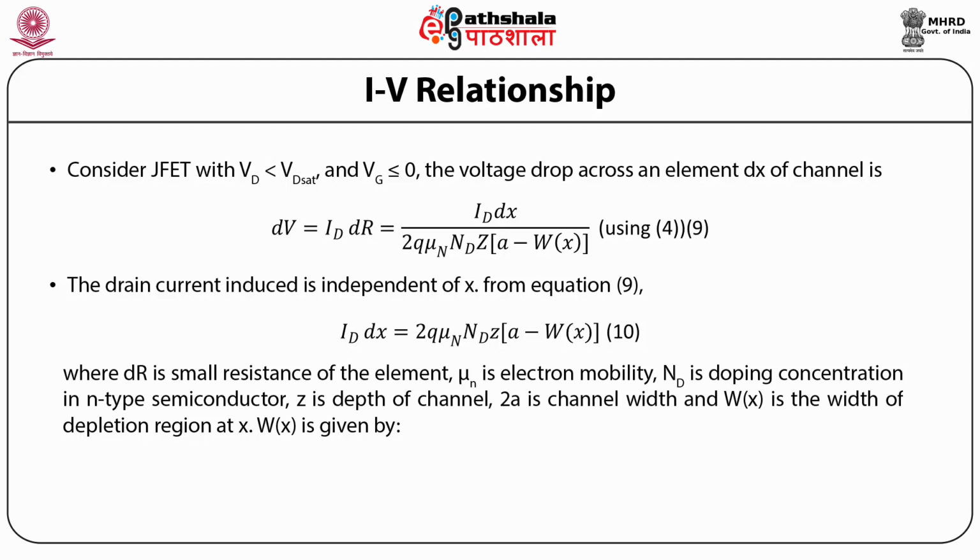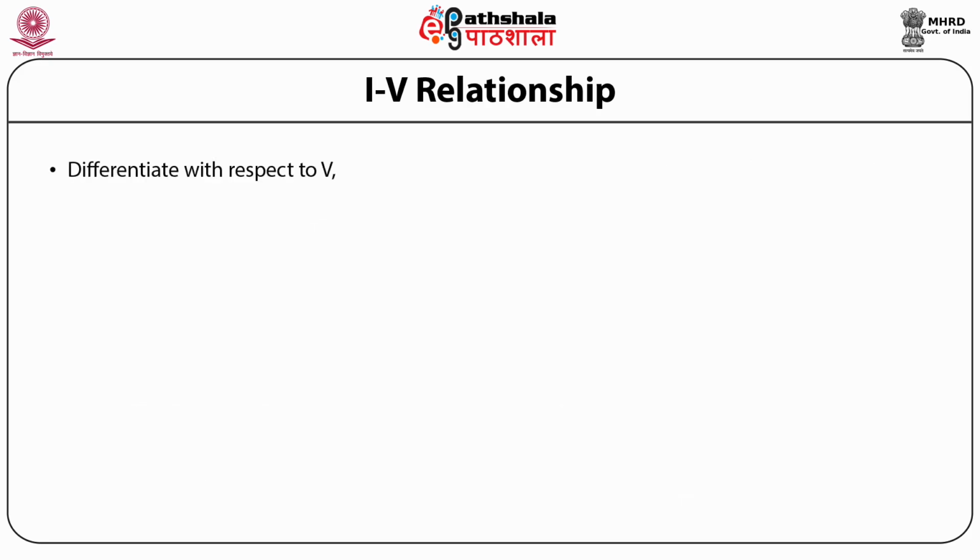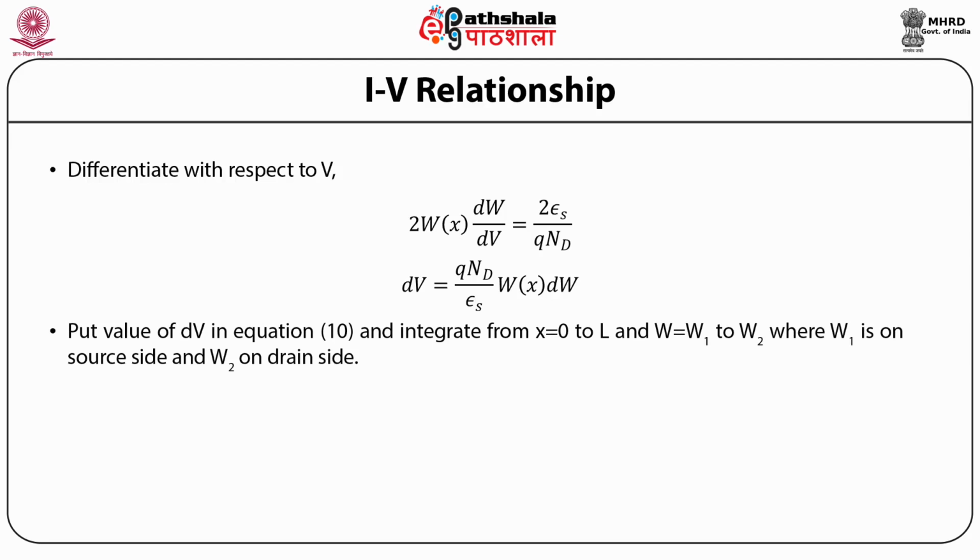W is the width of the depletion region at x. And W, which we have already calculated, is 2 epsilon s by q Nd multiplied by (Vbi minus Vg plus Vx) whole to the power 1 by 2. So we can differentiate it with respect to V, and we get the expression dV equal to q Nd by epsilon s W multiplied by dW. Now putting the value of dV in equation 10 and integrating from x equal to 0 to L and W equal to W1 to W2, where W1 is on the source side and W2 is on the drain side, we get Id integral 0 to L dx equal to integral W1 to W2 of 2q mu n Nd Z (a minus W) multiplied by q Nd by epsilon s W dW.